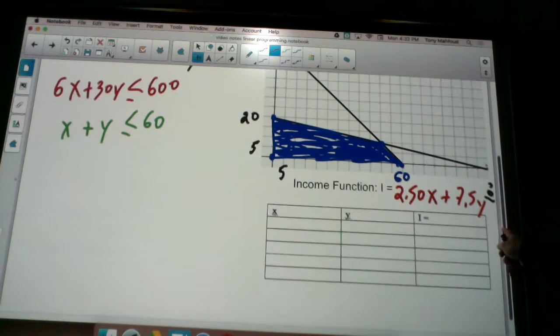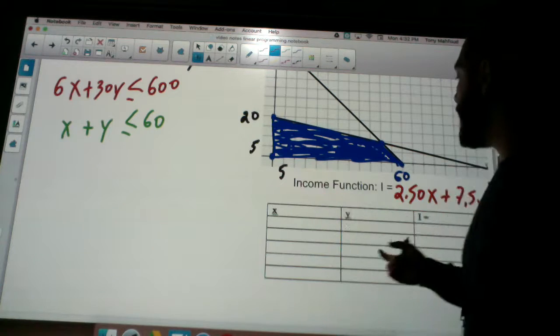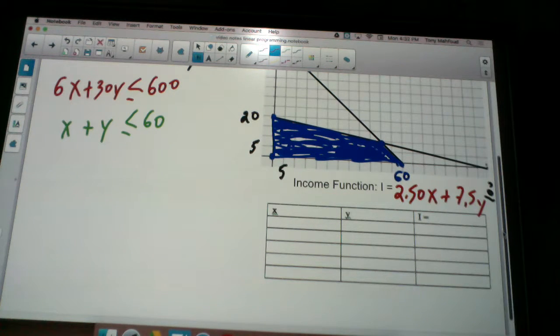So let's go ahead and grab those vertices. Now, 0, 0 is really not going to count. So if I plug in 0, 0, what's my income? 0.